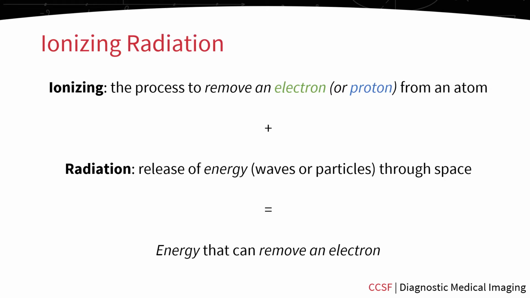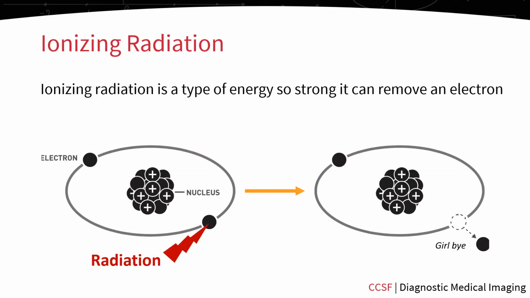So let's put the two together. What is ionizing radiation? Ionizing radiation is energy that's strong enough to remove an electron or a proton. In this most basic example, we have radiation that's coming in so strong that it's causing that electron in the electron shell to be ejected out of the atom. So we would call this whole process ionizing radiation. And that's what we deal with whenever we shoot X-rays.